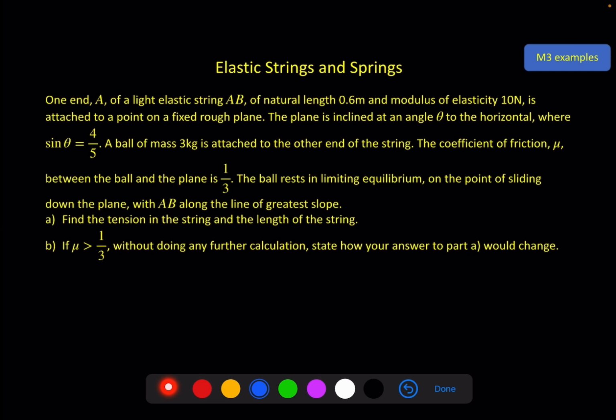Remember, once you know sine theta is equal to 4 over 5, recognizing 4 and 5 as two of your Pythagorean triple 3, 4, 5, you should be able to write down that cosine theta is 3 over 5, and tan theta is equal to 4 over 3.